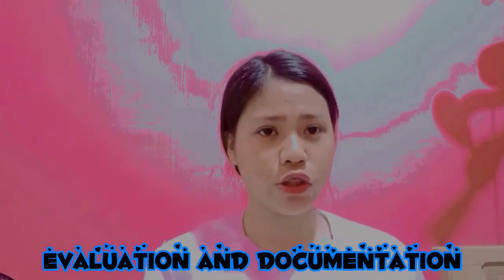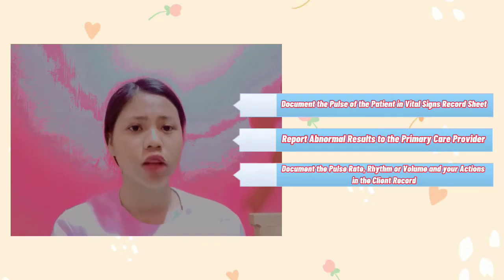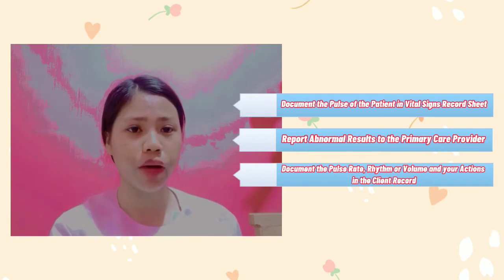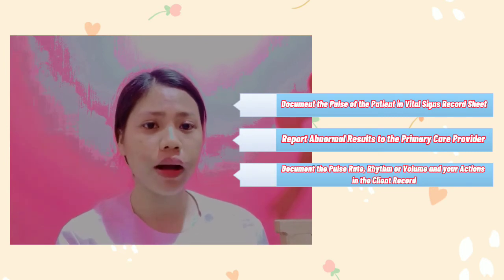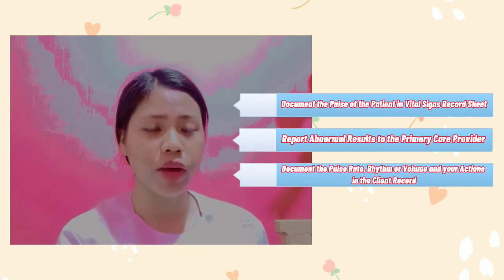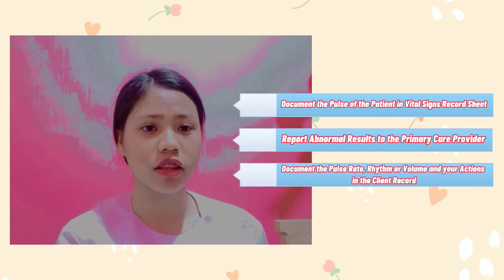For evaluation and documentation, document the respiratory rate of the patient in the vital sign record sheet. Then, report abnormal result to the primary care provider. And lastly, document the respiratory rate, rhythm, and character and your action in the client record.